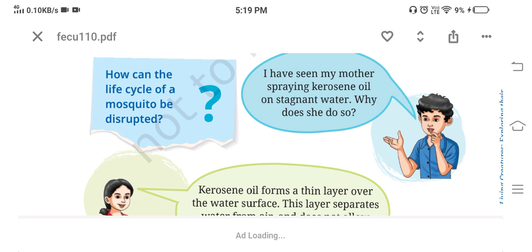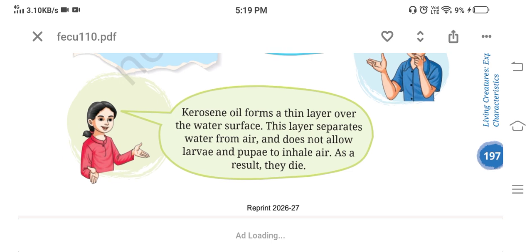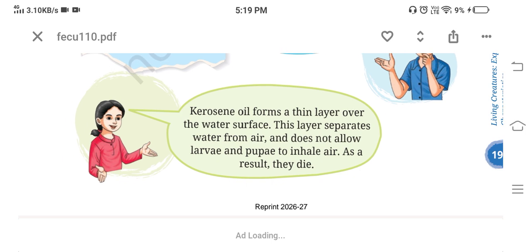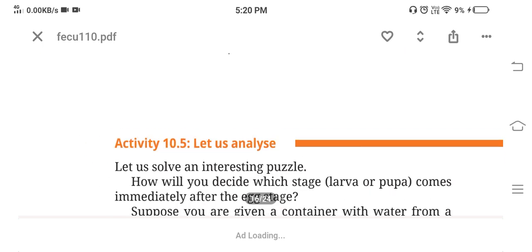How can this be explained? I have seen my mother spraying kerosene oil on stagnant water. Why does she do this? Kerosene oil forms a thin layer over the water surface. This layer separates water from the air and does not allow larvae and pupae to inhale air. As a result, they die.